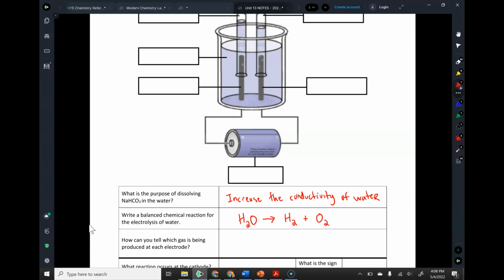We're definitely not balanced here. Let's put a coefficient of 2 in front of water. That'll mean we also need a coefficient of 2 in front of hydrogen.